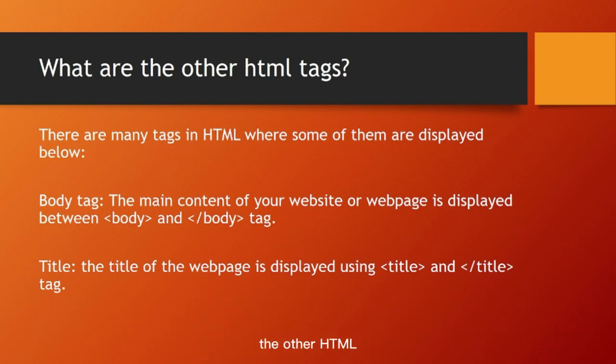Then, what are the other HTML tags? There are many tags, some of which are displayed below. The next thing we have is the body tag. The content that we want to display on the HTML web page is placed within the body tag. And then next we have the title tag. For example, you need a title for your website, and that is compulsory for every website. So you have to use the title tag for that.